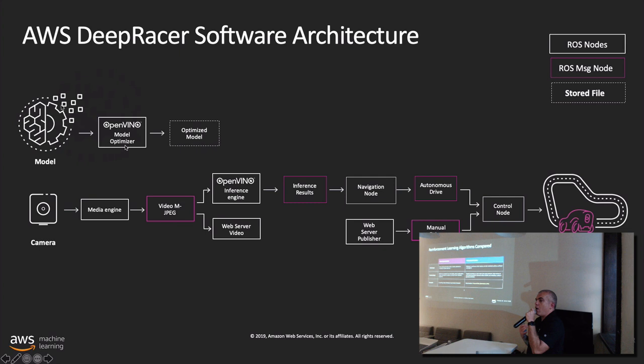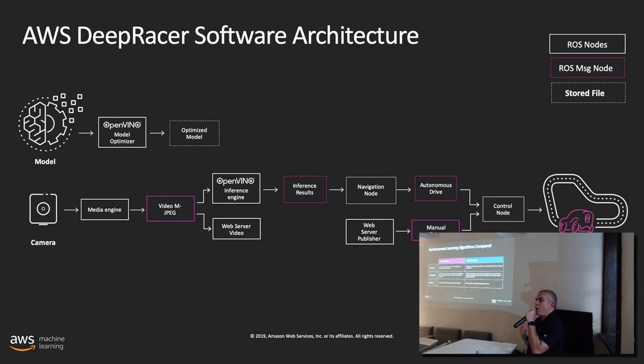But here we have the model. When you create the model initially with SageMaker, you use the compiler. This compiler is from Intel, the OpenVINO, which allows you to compile in a way that can be compatible with your physical device. And during the process, you can collect the image. This image goes to RoboMaker.